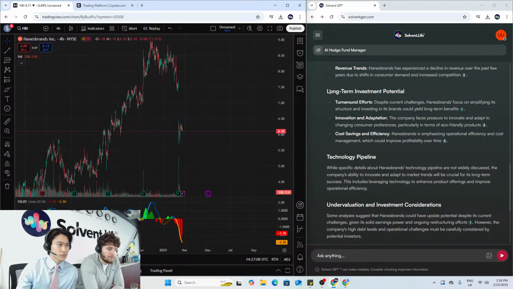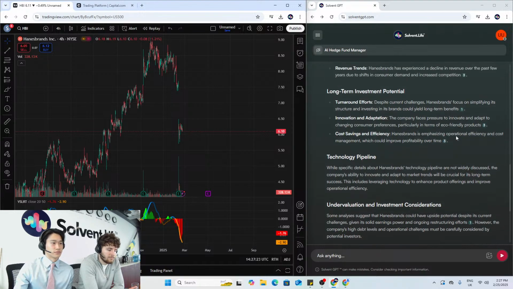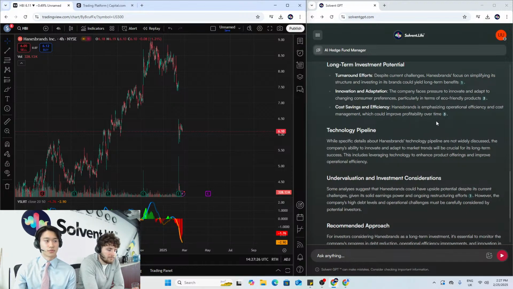So long-term investment potential. Despite their challenges, simplifying their structure and investing in its brands could yield long-term benefits. I do think with these sustainability efforts, people getting tired of having to constantly throw away their clothes, waste it away. It was quite a bit of a trend, and people are starting to care a little bit less about how they look. I mean, you can see it with the hype beast trends, right?